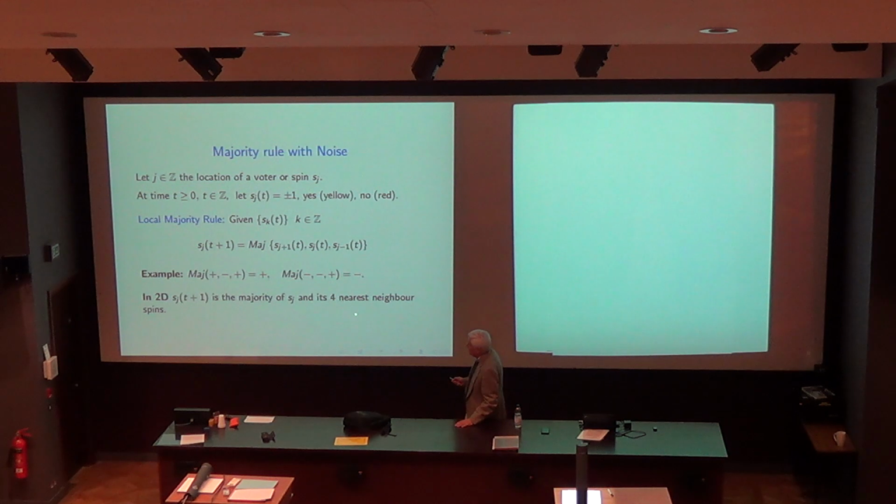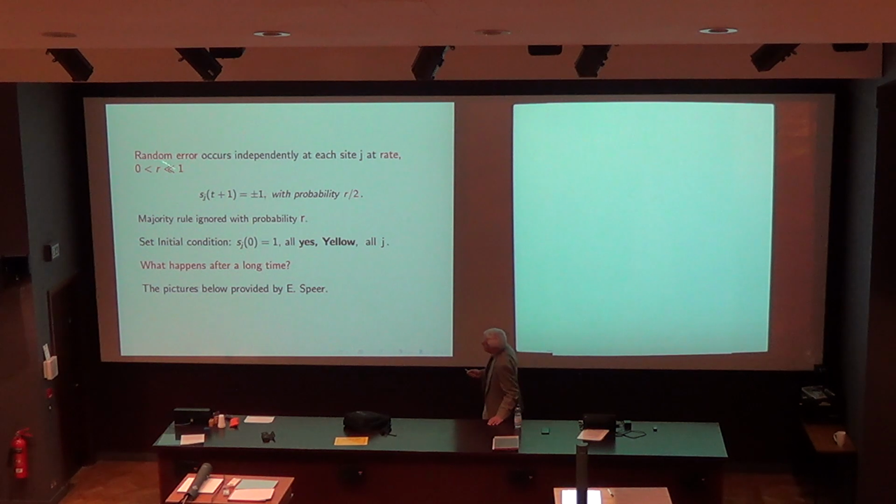Okay? And in two dimensions, you would do the same thing. You look at yourself and your four nearest neighbors, and you would simply vote according to the majority in your neighborhood. And you keep on voting and voting and voting. This is really a dynamical, very simple dynamical system. Now, this in itself would not be too interesting until we do the following thing.